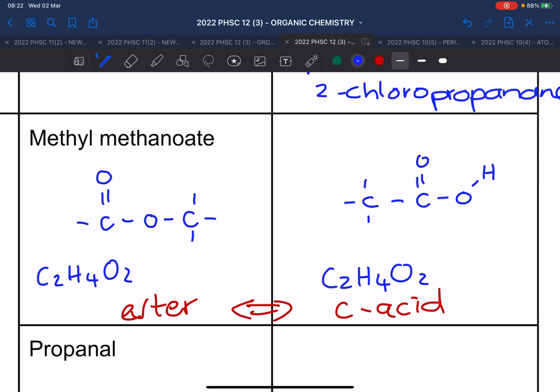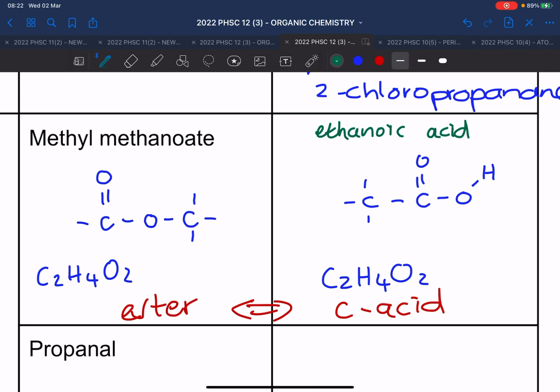The name for that compound will be what? How many carbons? 2. What is 2? Okay, so you say ethan. And then what's the suffix for a carboxylic acid? No, not oate. That's an ester. Noic acid. Ethanoic acid. And that's the same as vinegar.